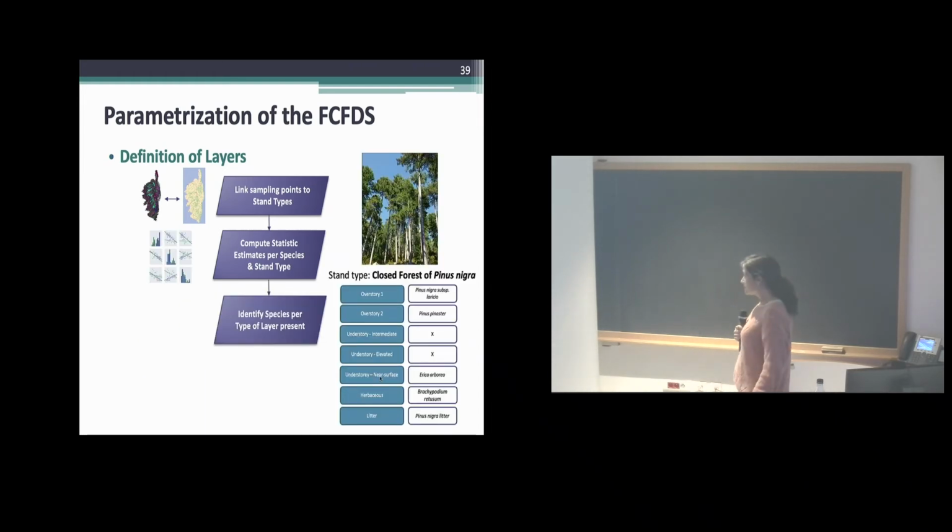From this analysis, we could then obtain these layers. So we have, for example, a closed forest of a typical Corsican pine, and we have that, in the overstory, two types of trees. Then we have no intermediate understory, and we have just lower shrubs, herbaceous and litter.